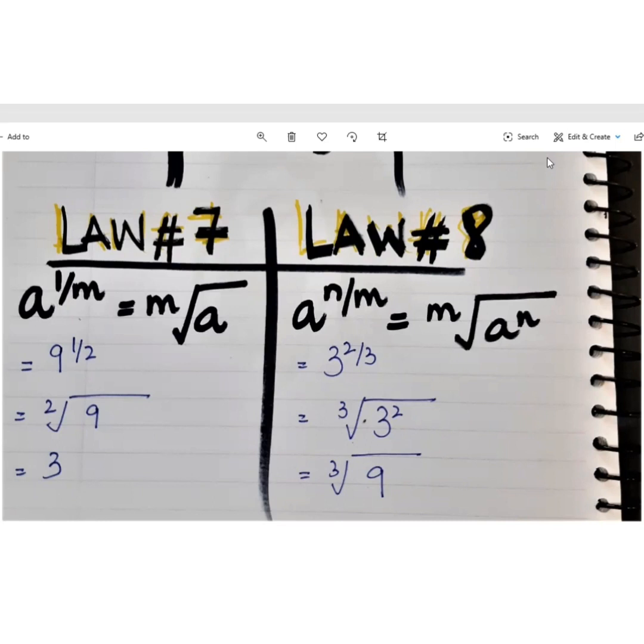So for example, if we have 9 raised to the power 1 by 2, it's equal to the square root of 9. So the denominator becomes the root. Therefore, we get 3 as the answer.